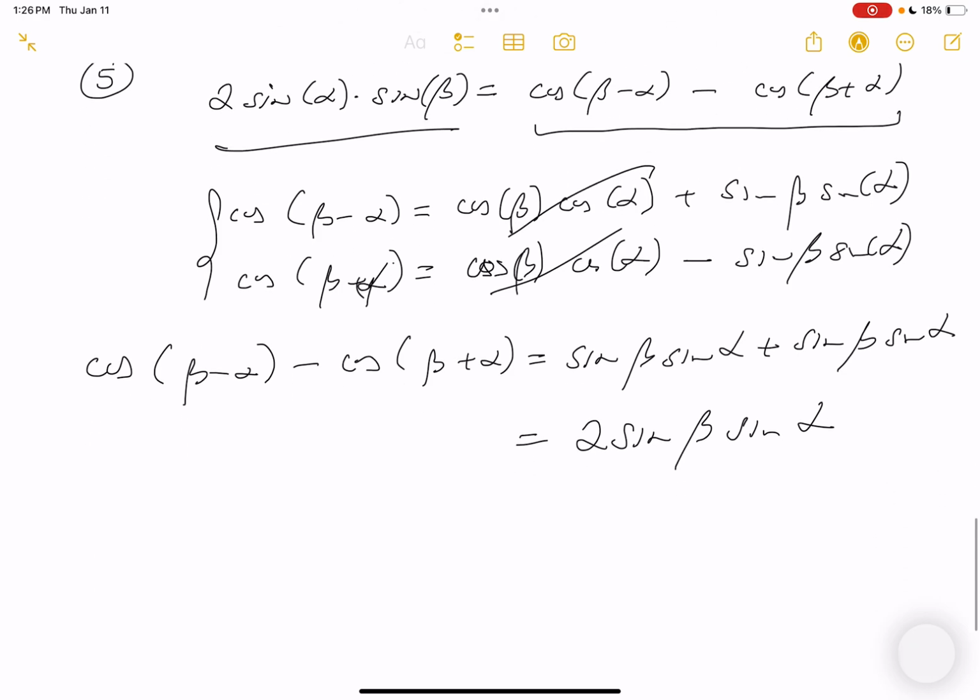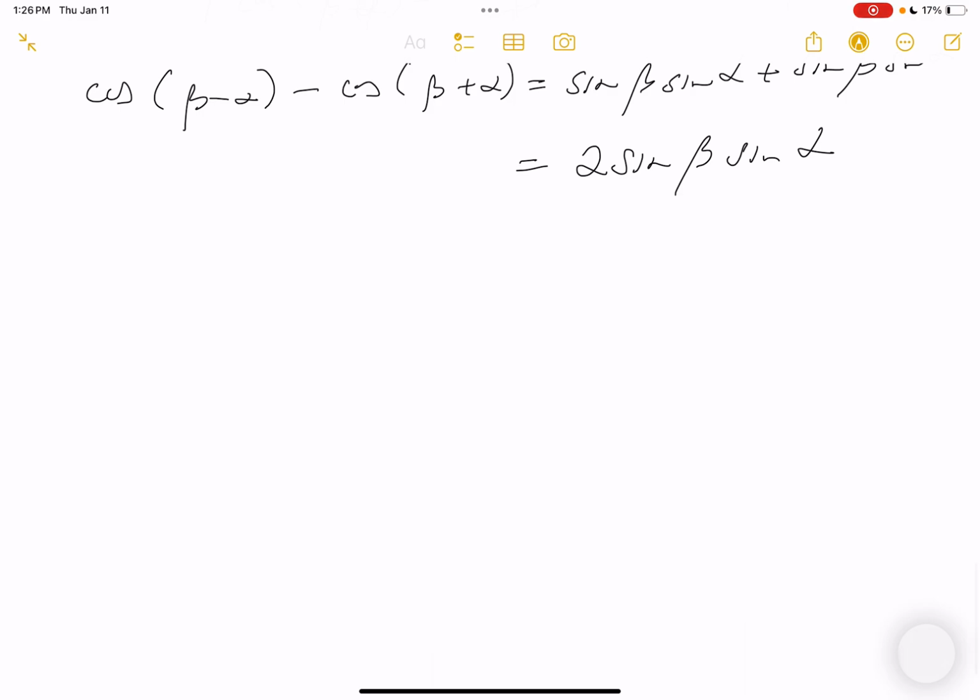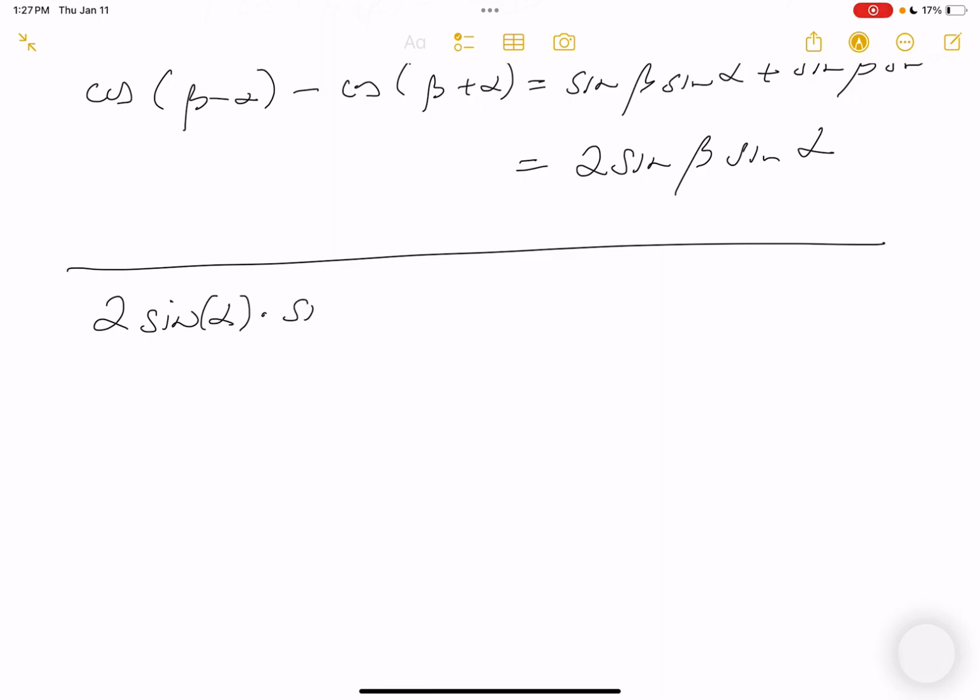So we're going to use that. All right, how are we going to use it? I've got to find out what they want me to do with it. And I'll write it down for you. They want me to use this over here. Let me write this down again. We're showing the same thing: 2 sine alpha times sine beta is equal to cosine beta minus alpha minus cosine beta plus alpha.